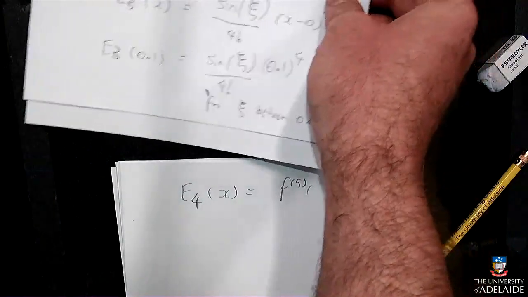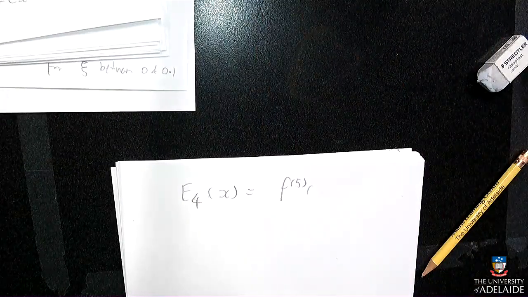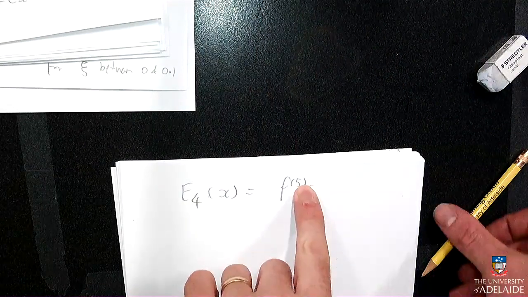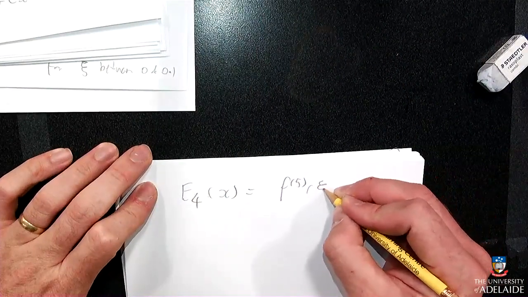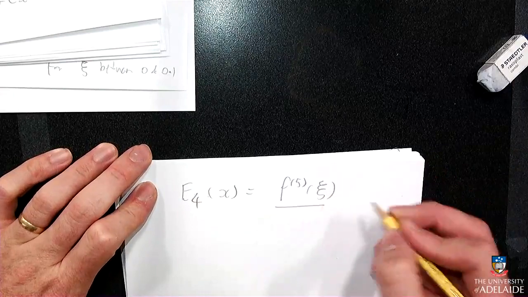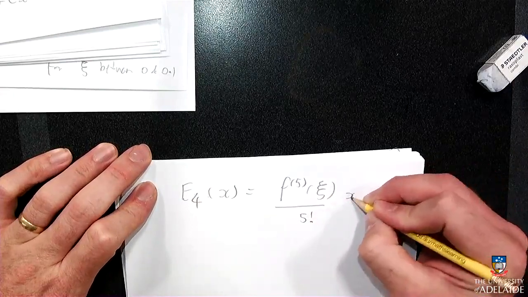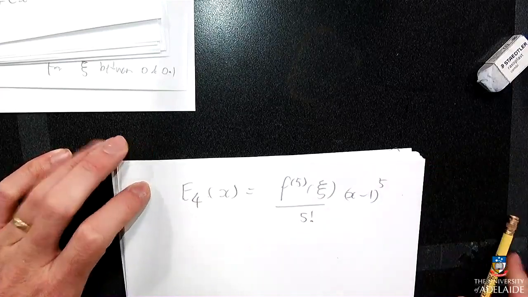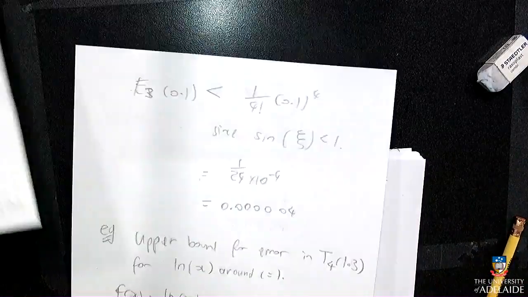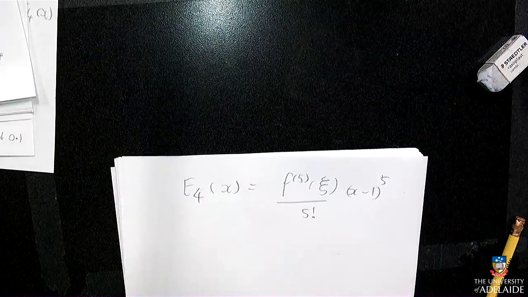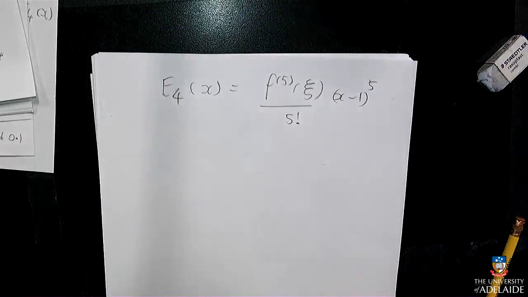Right. It's not labelled by the power you use, it's labelled by the Taylor polynomial it belongs to. So this error belongs to Taylor polynomial number 4, so it's E4, but it uses the fifth derivative. Okay, so the centre was 1, wasn't it? Yeah, okay. All right.